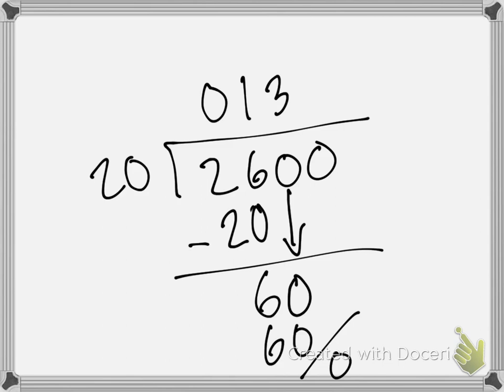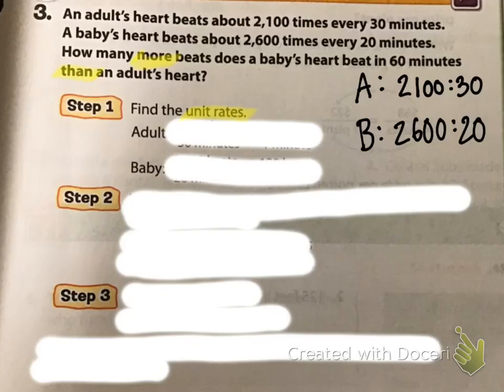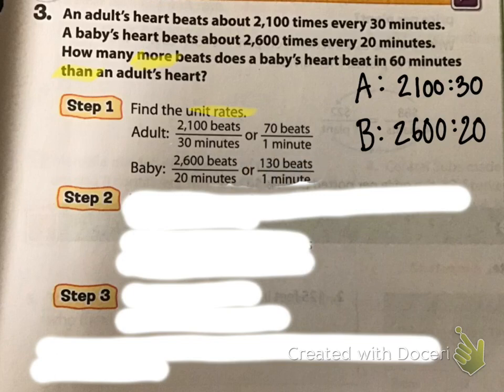What, Madison? You have to see how many times. Oh, we have to bring down the other 0. How many times does 20 go into 0, Andrew? It can't. So our baby's heart rate is 130 to 1. Excellent. Let's look at our problem. So we simplify it. Our adult is 70 to 1, and our baby is 130.